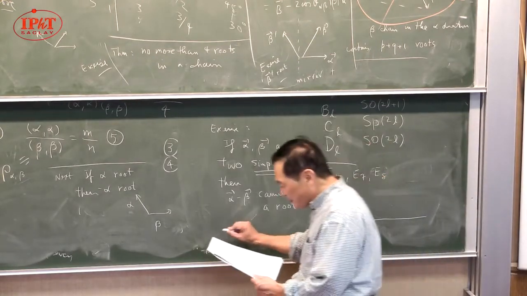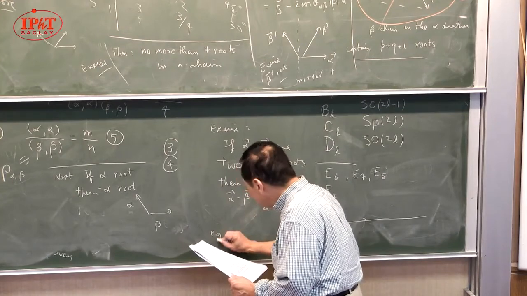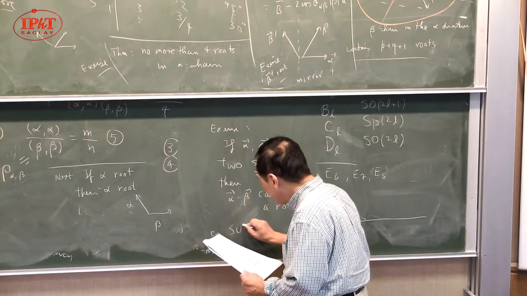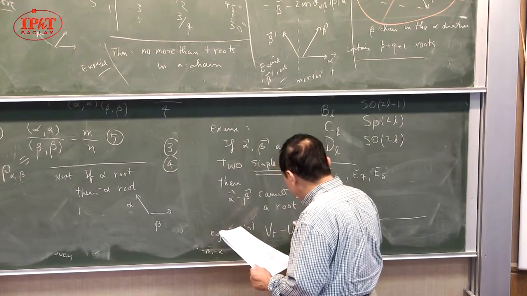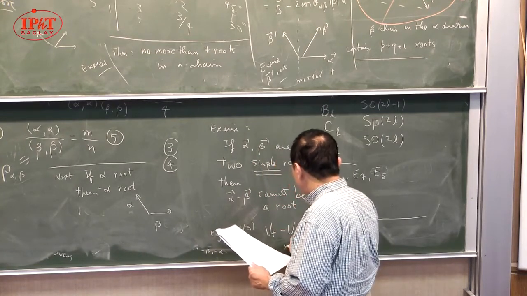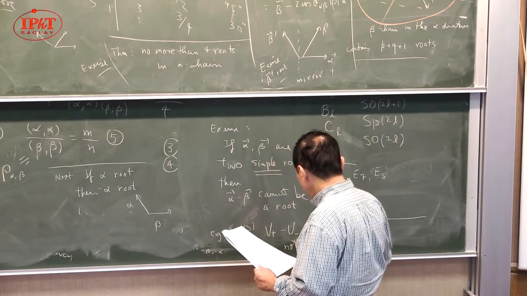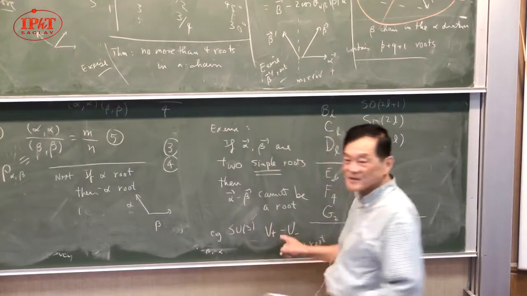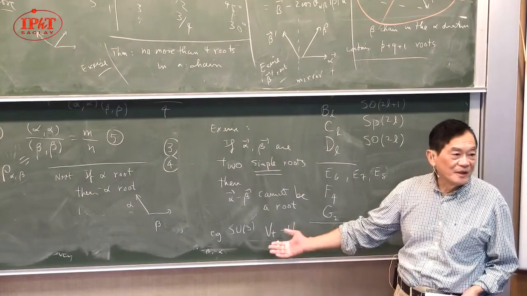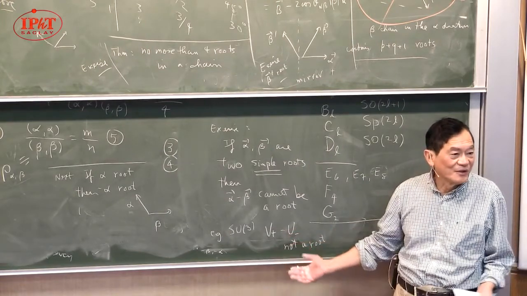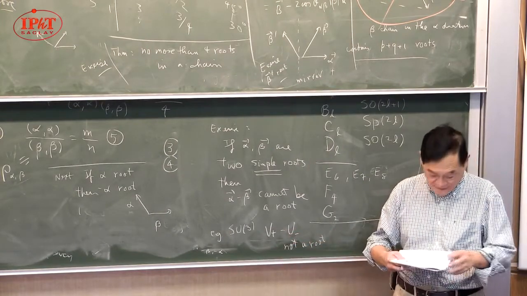An example of this is that in SU(3), for example, you discover that V plus minus U minus is not a root. So these theorems are really quite nice, right? Because without commuting the 3 by 3 matrices, you really know the commutator has to be 0.